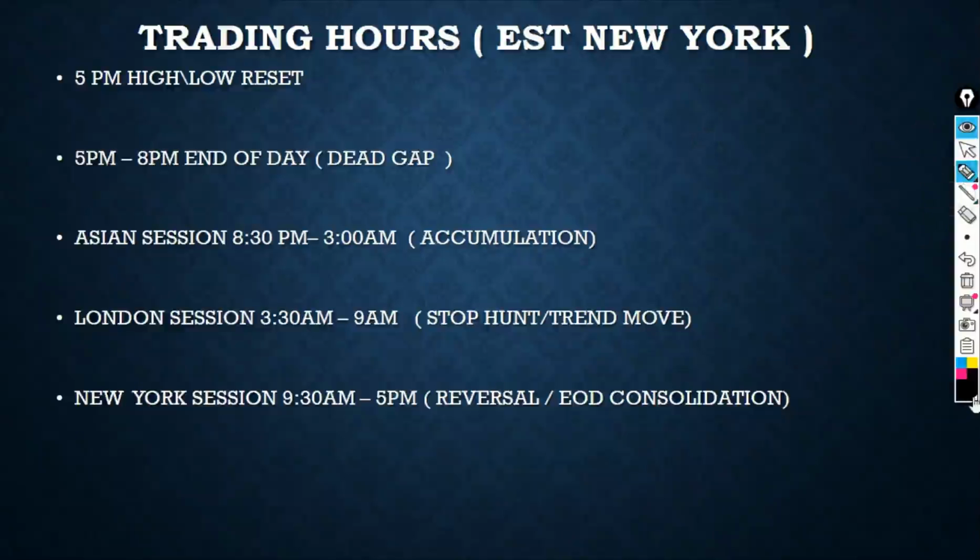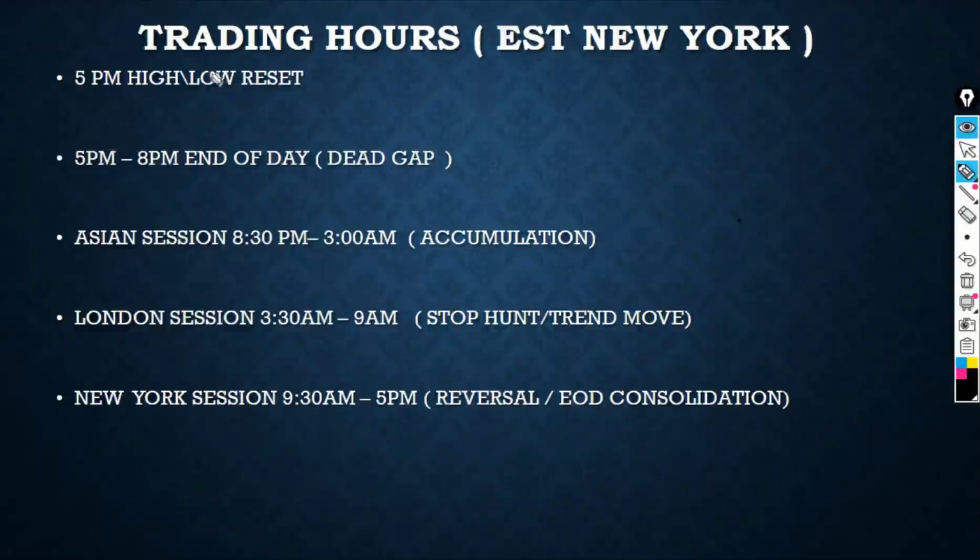Don't use the time at the bottom of your MetaTrader 4. Please don't. Make sure you take these times and convert them to your local time. A lot of people live in different countries. Each country has its own time zone. Make sure you convert these times.